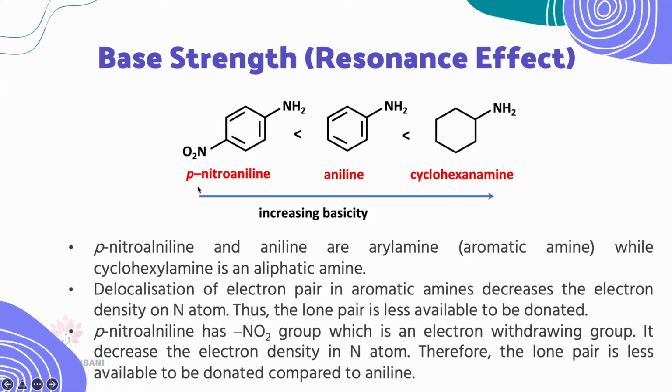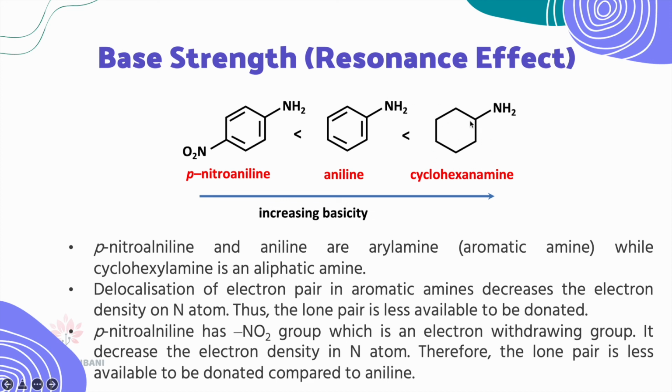Next example. Para-nitroaniline, aniline, cyclohexylamine. As I've mentioned before, para-nitroaniline is the least basic because it has an electron withdrawing group. And here, aniline has no electron withdrawing group, but it has a benzene ring. So the lone pair electron delocalizes around the ring, making this N have low electron density.